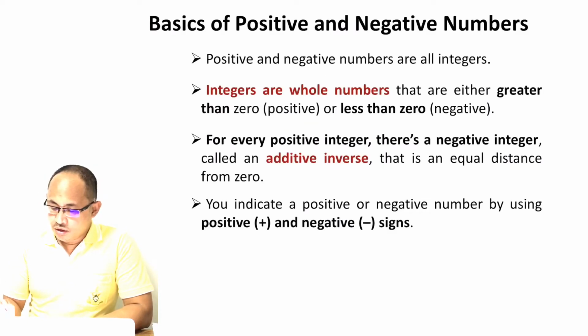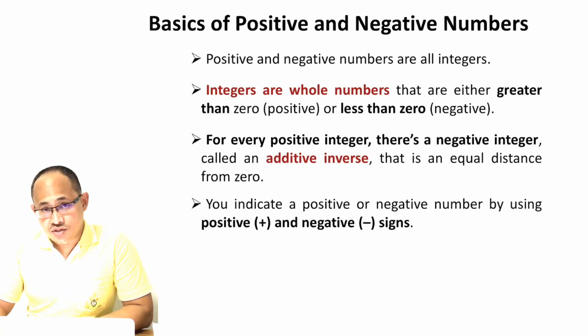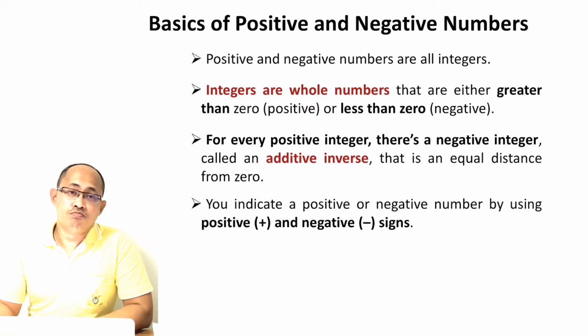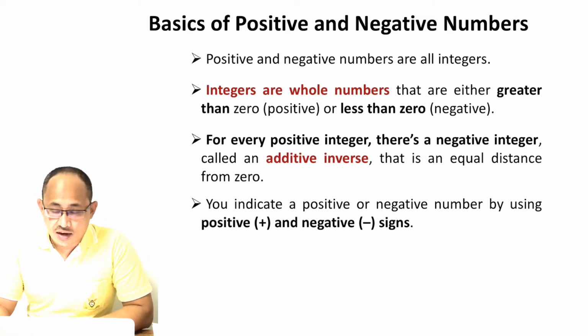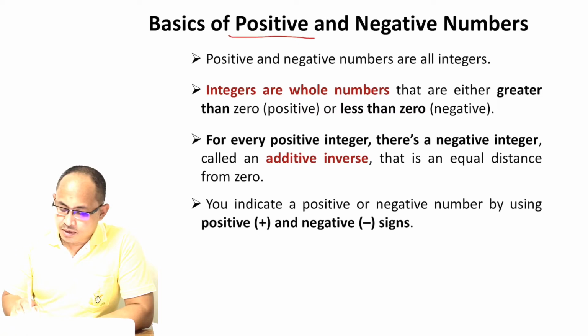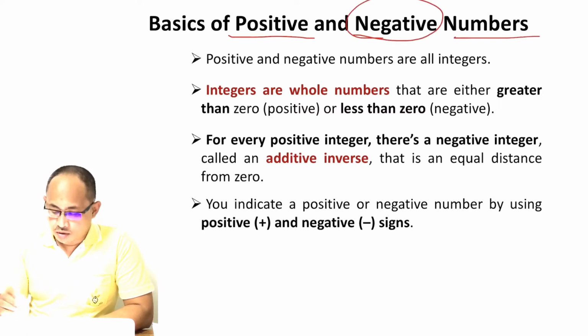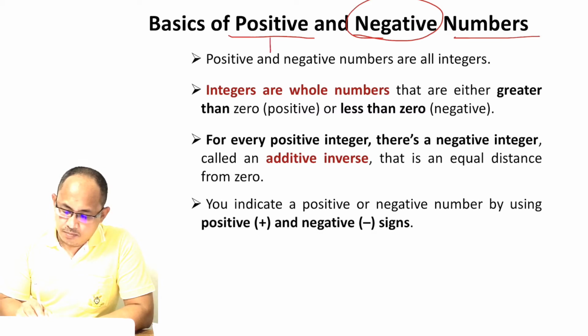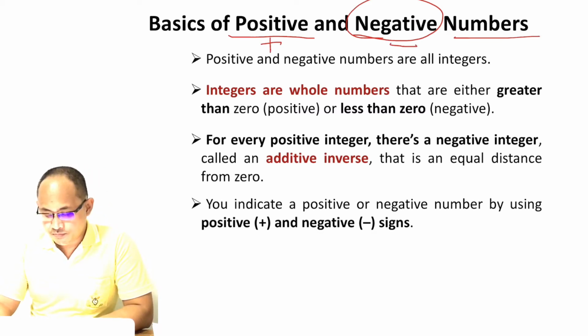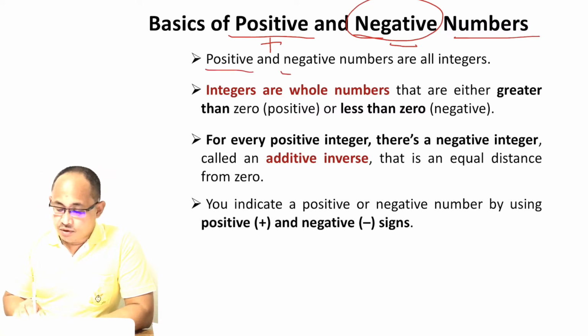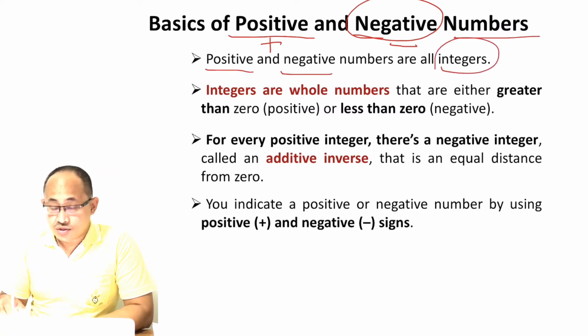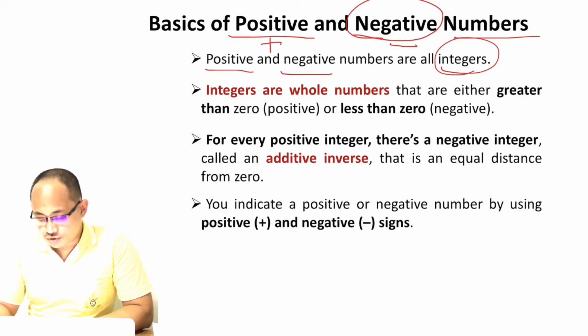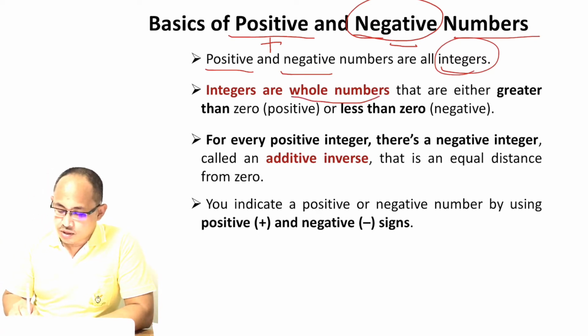Next, what is an integer? An integer is a number composed of positive and negative numbers. Positive is symbolized with a plus sign, while negative is symbolized with a minus sign. Positive and negative numbers are all integers. Integers are whole numbers. Okay, remember that one always.